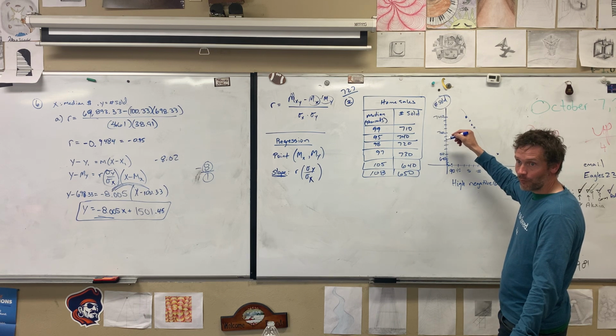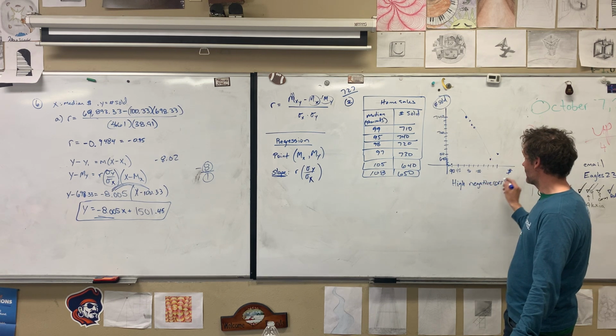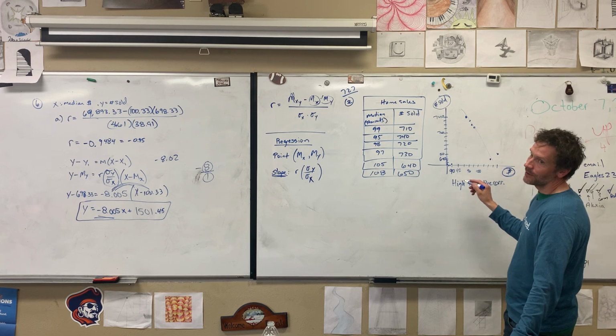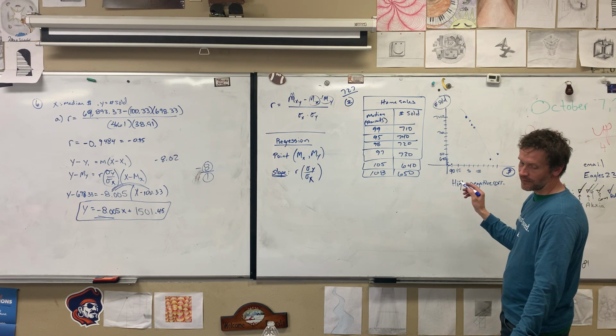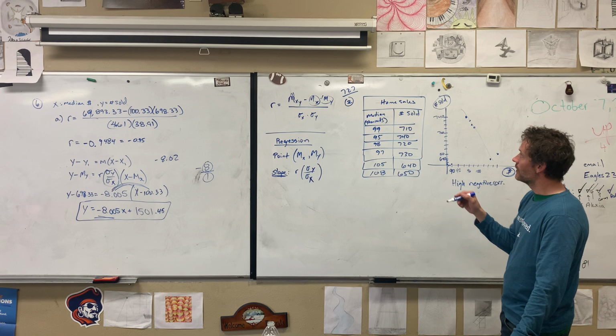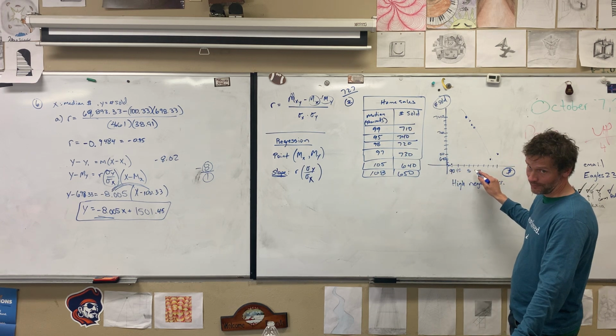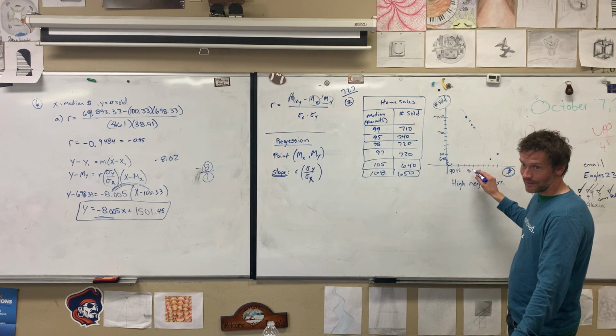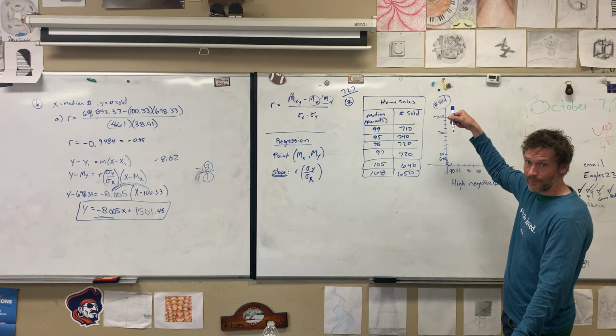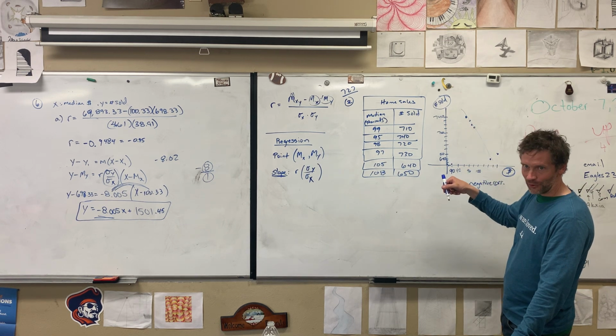Eight homes sold for every dollar, but it's not $1, it's in thousands. So for every $1,000 of increase, you sell how many fewer homes? Eight fewer homes.